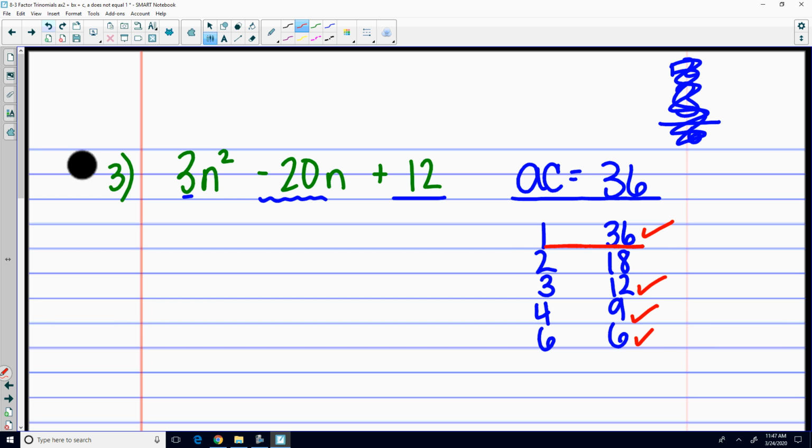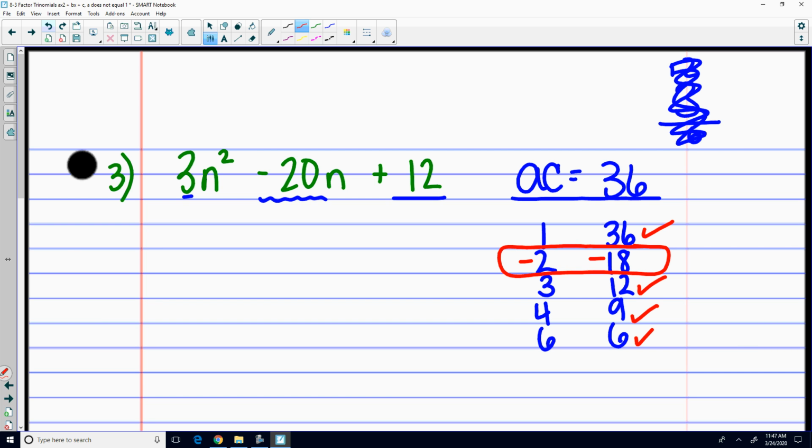Now, these are my factors, but I need to make negative 20. But I need to multiply to positive 36. I can make both of these negative, because negative 2 times negative 18 would be positive 36, but negative 2 plus negative 18 would give me my negative 20.